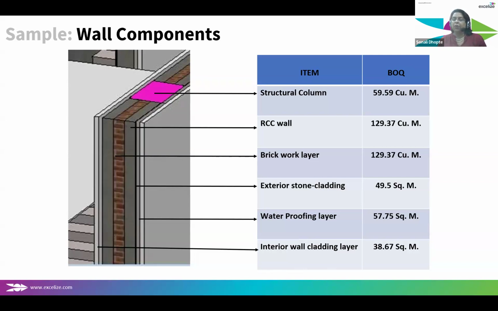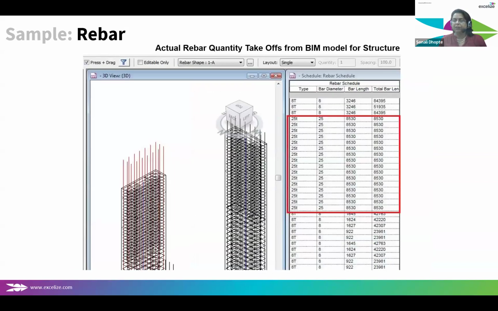And we can get quantity for each item out of that, or we can get a consolidated quantity of all the brickwork in my 20 floors. So because the model is built like that, it's very automatic. It's literally no effort quantification.